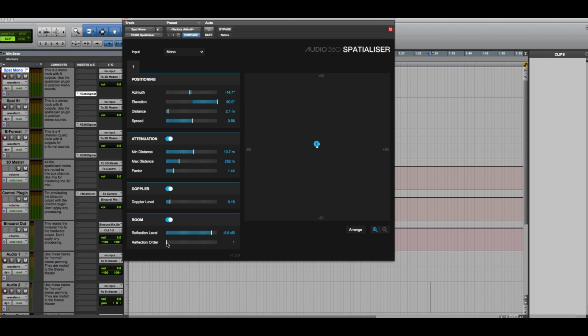Then the reflection order is how many reflections you're getting. So one, you'll hear the dry signal, which is the direct sound, and you'll hear an echo sort of once. There's only 3 of these, so 2 reflections, 3 reflections.